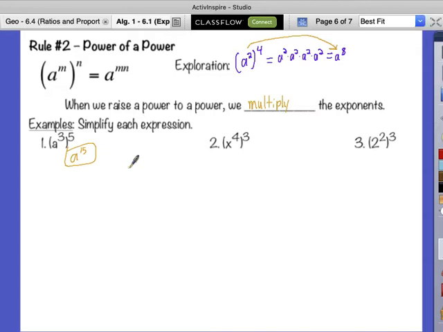Sierra, I want you to try this one. x to the fourth being raised to the third. Yeah, x to the 12th. Very good. We multiply those. Gracie? 2 to the second being raised to the third. 2 to the 6th. Now, with this one though, can we go farther? What can we do?